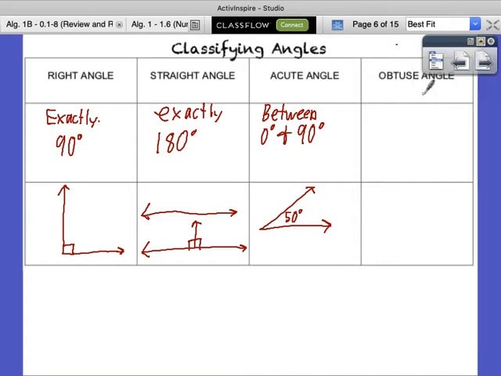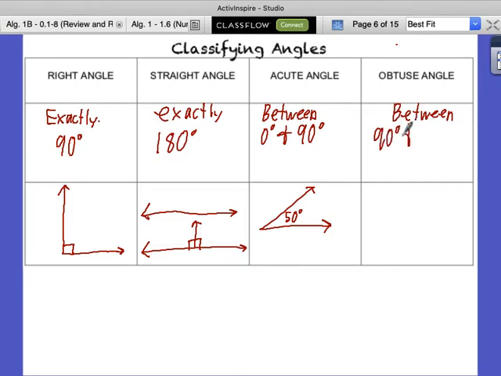Okay. So an obtuse angle is going to be between 90 degrees and 180 degrees. It's going to be between the two, 90 and 180. So it could be 90.1 or it could be 179.999. An example of an obtuse angle could look like this. Could be 90.1. And that looks like maybe it's about 130 degrees. Just kind of guessing. Not exact here.